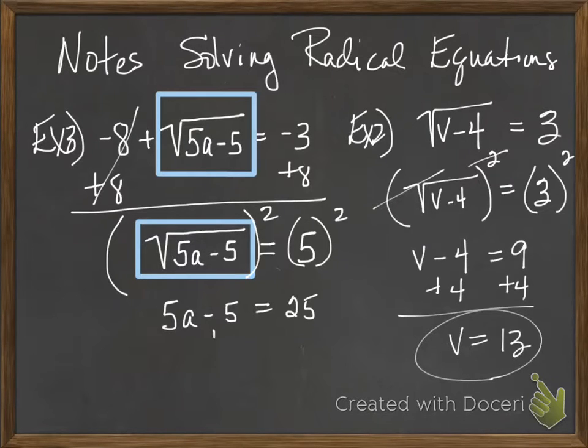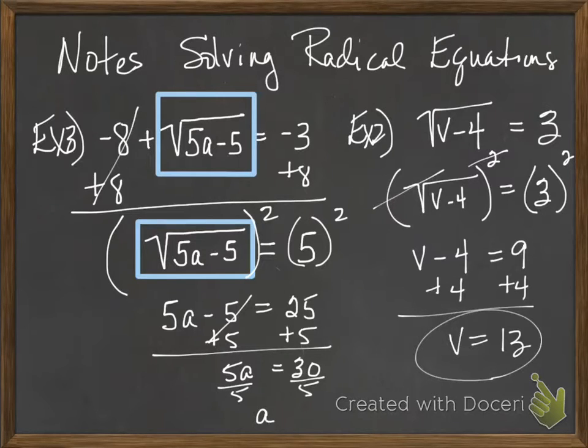And Logan's already got the answer, and he's right. He says 6. I'm just not there yet. 5a is equal to 30. Matthew, would you please take these notes with us today? Divide both sides by 5. And a is equal to 6.